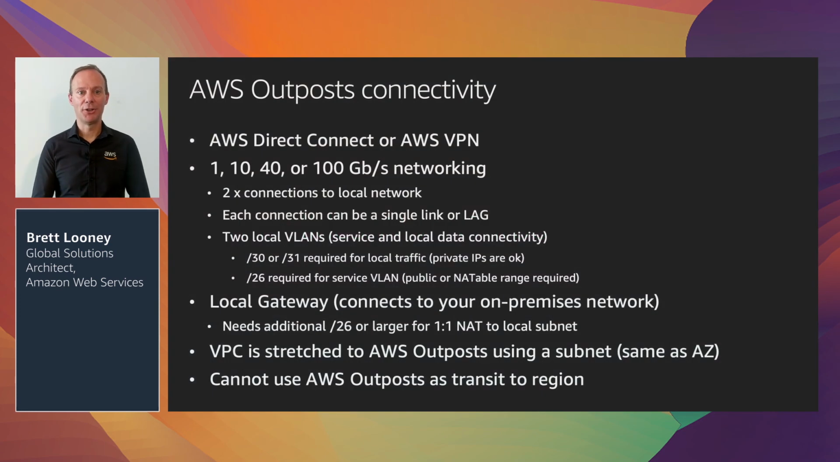This is an eye chart, and I apologize, I am not going to read all of these things to you. Two important things. One, you can't use the outpost as traffic transit to a region. So you cannot bring traffic into the outpost and then onto the region. You're still going to need your Direct Connect or your VPN service. The outpost can access local networks via a thing called a local gateway, and it acts just like an internet gateway. Otherwise, the outpost is basically just a stretched VPC from the region out to your premises. Come talk to us about it later.